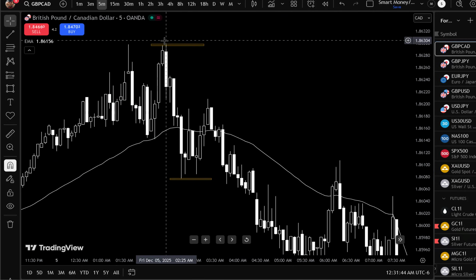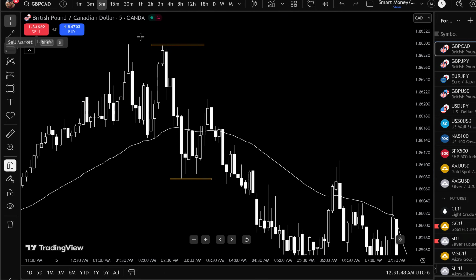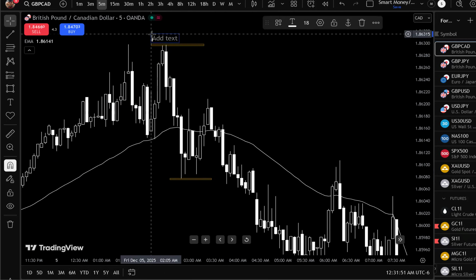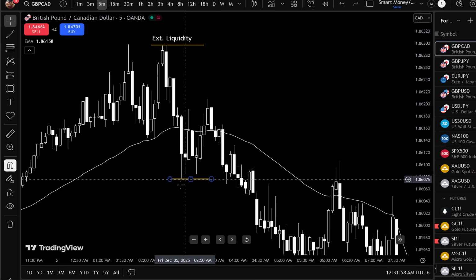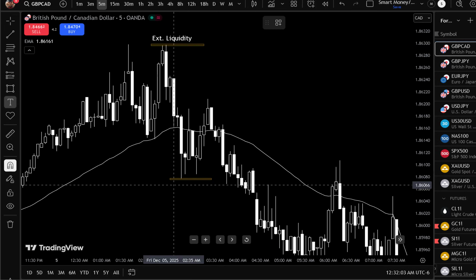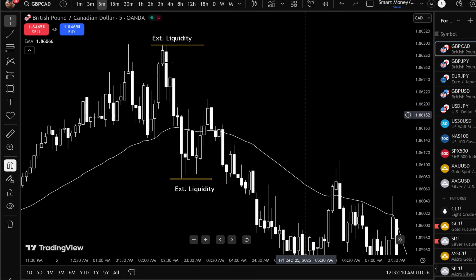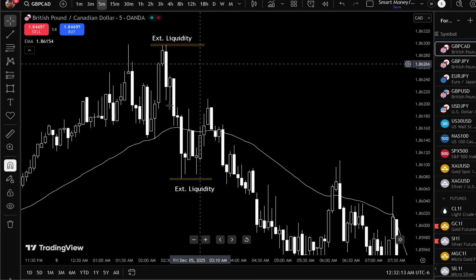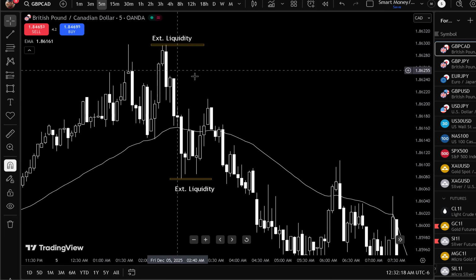There's liquidity here above this high. That's external liquidity. I'll type it out for you guys. External liquidity. By the same token, we have liquidity down here beneath the low, which is also external liquidity. Inside of this range, we have fair value gaps and we have order blocks. Any liquidity inside is considered internal.